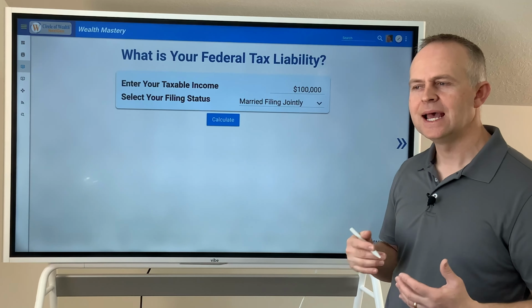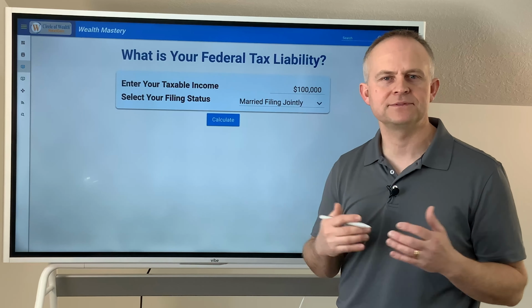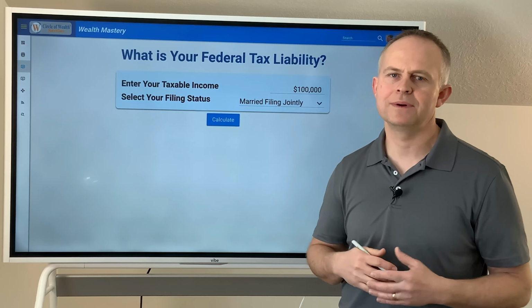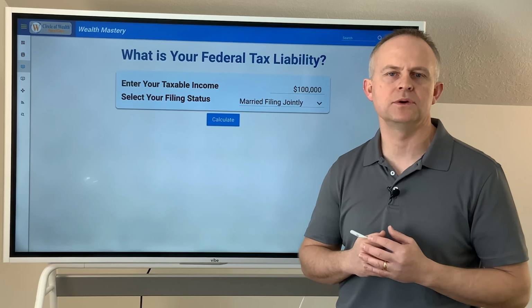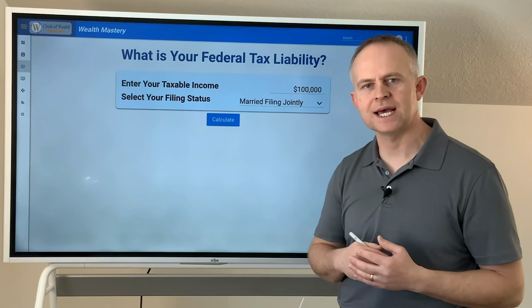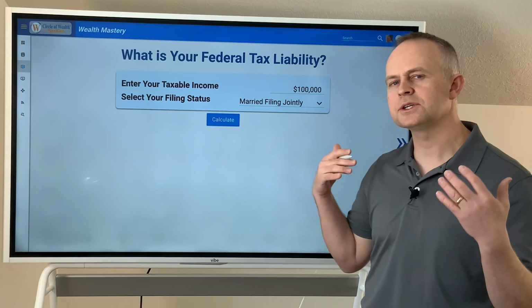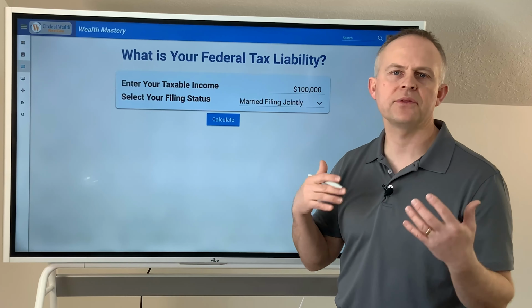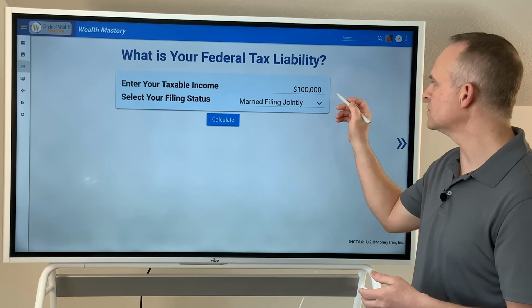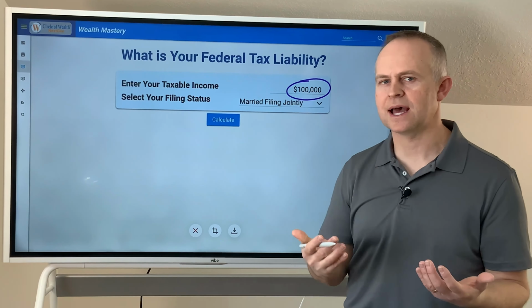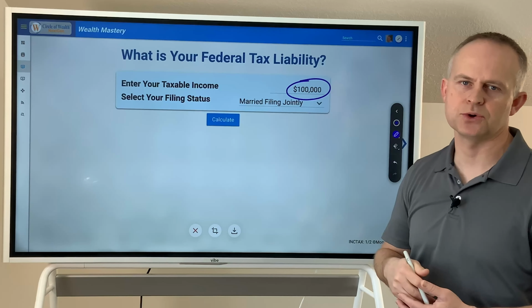When I'm meeting with clients and I start talking about what their effective tax bracket is, most people don't know. Now, I am not a CPA. I'm not here to give you tax advice. You can consult with a tax professional on that. But I just want to help you to understand how they calculate your taxes. So I'm going to use a nice even round number of $100,000 and a married filing jointly situation.